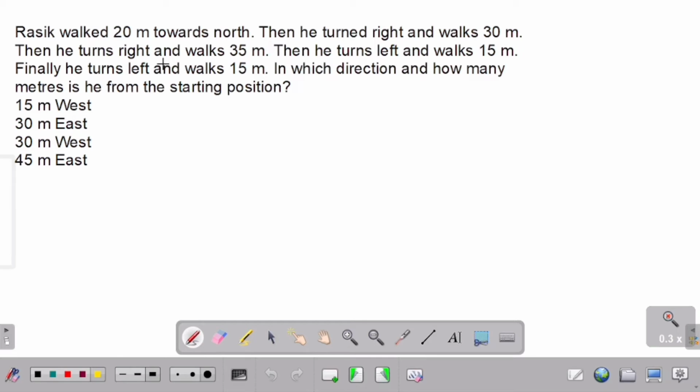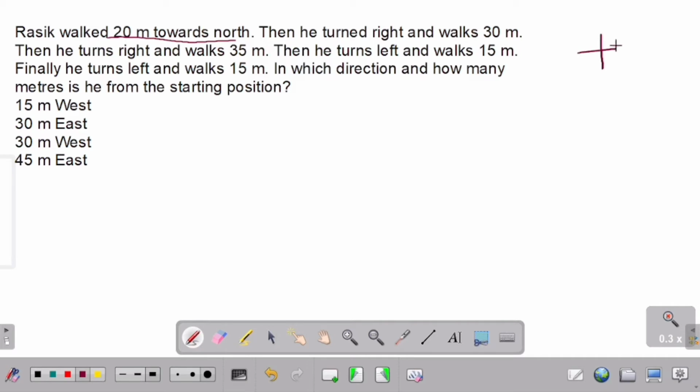Rasik walked 20 meters towards north, and then he turned right and walked 30 meters. Then he turned right and walks 35 meters. Then he turns left and walks 15 meters. Finally, he turns left and walks 15 meters. In which direction and how many meters is he from the starting position? So this question is a little bit lengthy, right? But it is very easy to do. Okay, shall we start this problem?